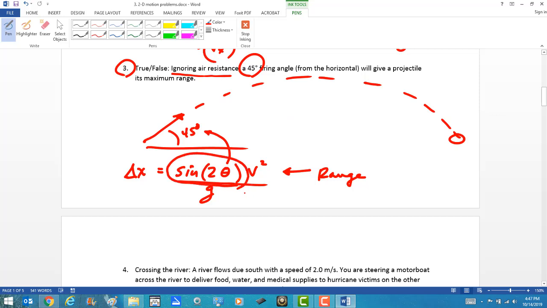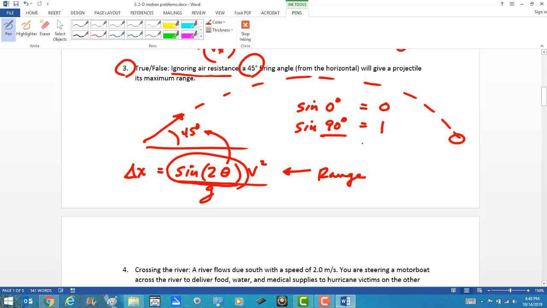Where does the sine function maximize out? What's the sine of a 0-degree angle? The sine of 0 is 0. You can use your calculator and check that if you don't believe me. What's the sine of 90 degrees? It's 1. 90 is where the sine function maximizes.